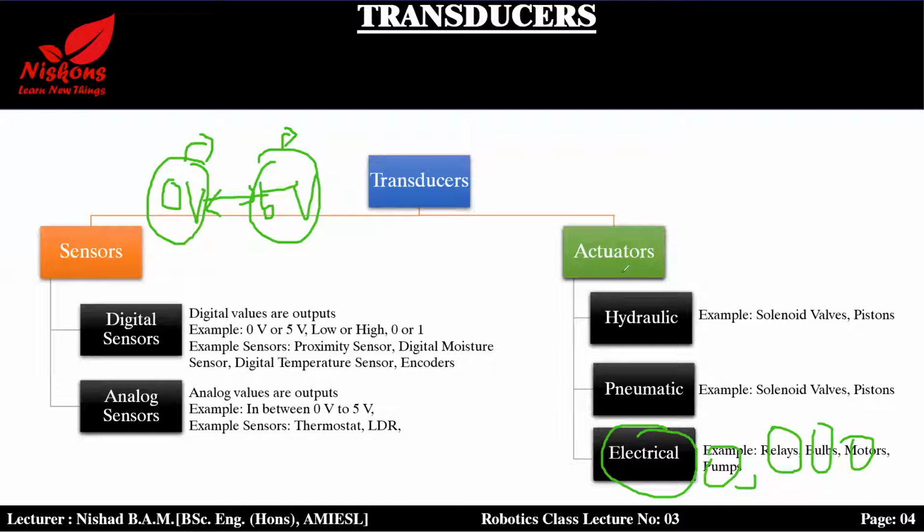Hydraulic means the actuator is actuated by a hydraulic force. That means we can use water or another liquid to push or operate the equipment, right? So whatever the medium we use, that is called the actuator, hydraulic or pneumatic or electrical, right? If we use water to push a rod, that is called a hydraulic actuator. Similar to that, we can use air, right? Air can also be used as an actuating medium, right? So these are simple things I will show you.